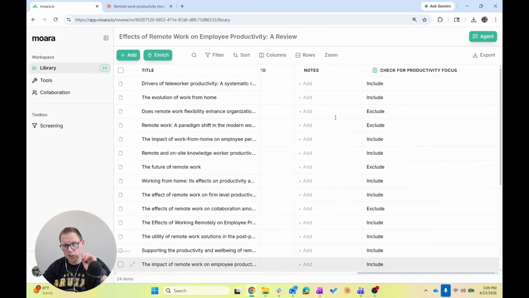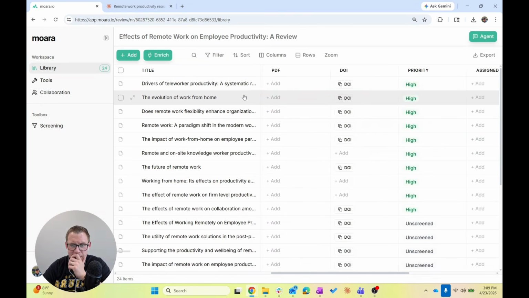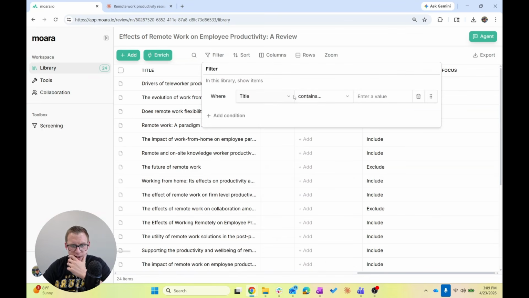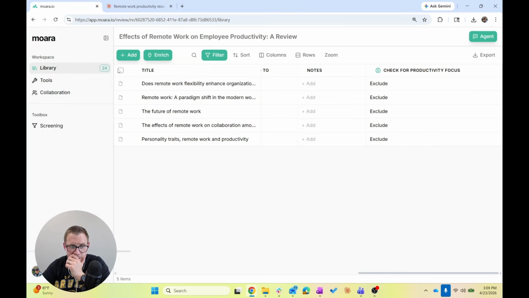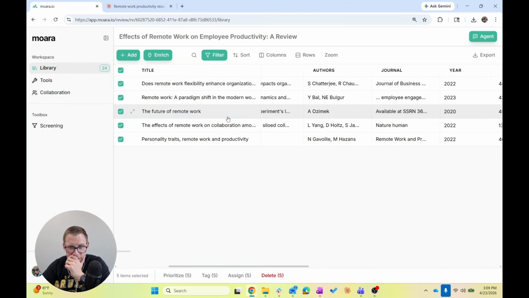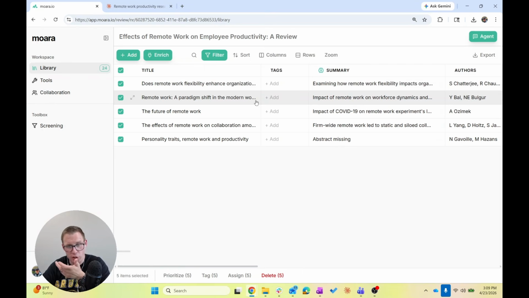Okay. All right, so we've got all our results. And then look, all I'm going to do here is probably filter down for excludes. And then within exclude, anything that happens to be tagged high. Okay, good news. Nothing's tagged high. So that's good news. What I was going to say was I'm going to go ahead and prioritize these.